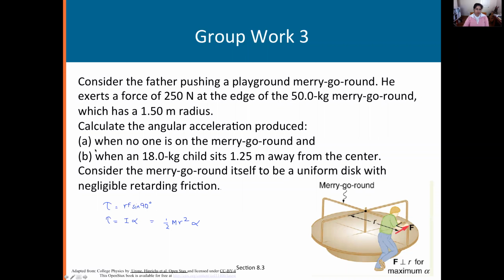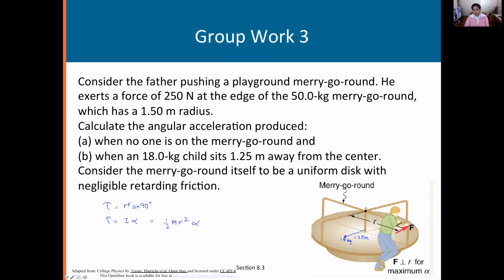Part B, when an 18 kg child sits 1.25 meters away from the center, consider the merry-go-round itself to be a uniform disk with negligible retarding friction. So if a child comes on, and let's say the child sits here, and that distance is 1.25 meters, and the child has a mass of 18 kgs, that means they're exerting a force mg downwards.